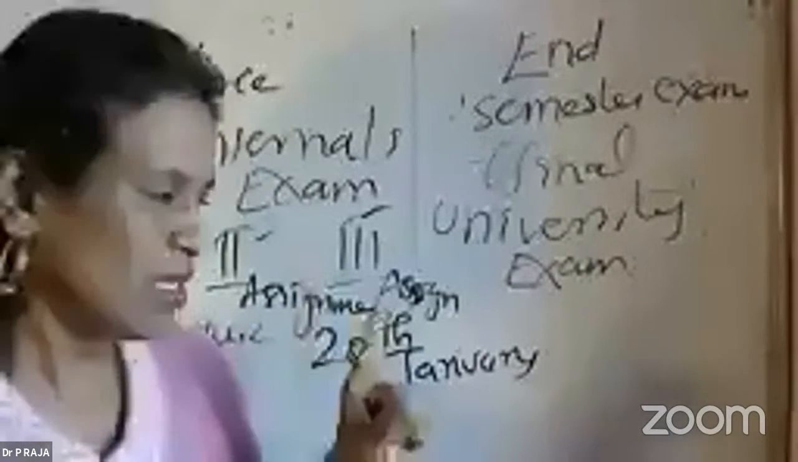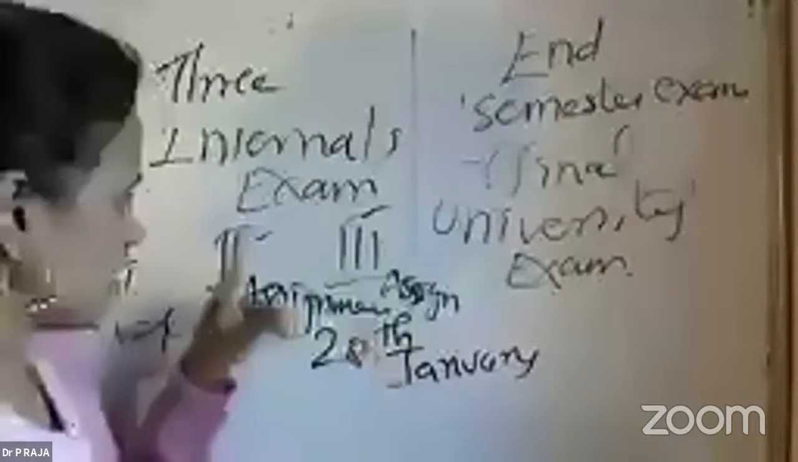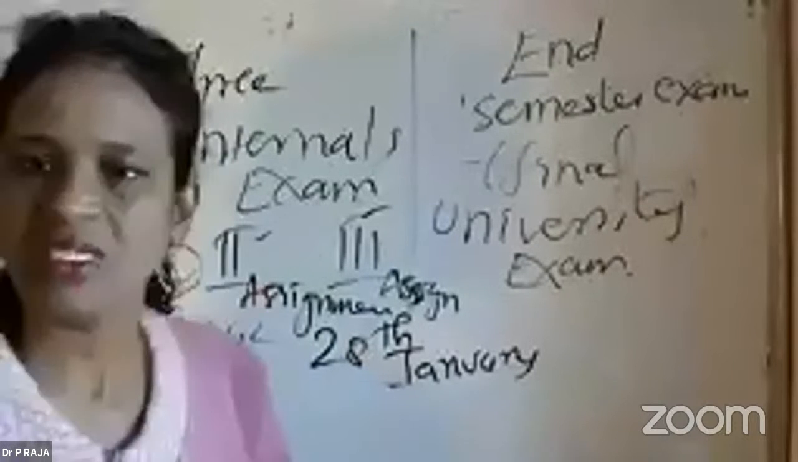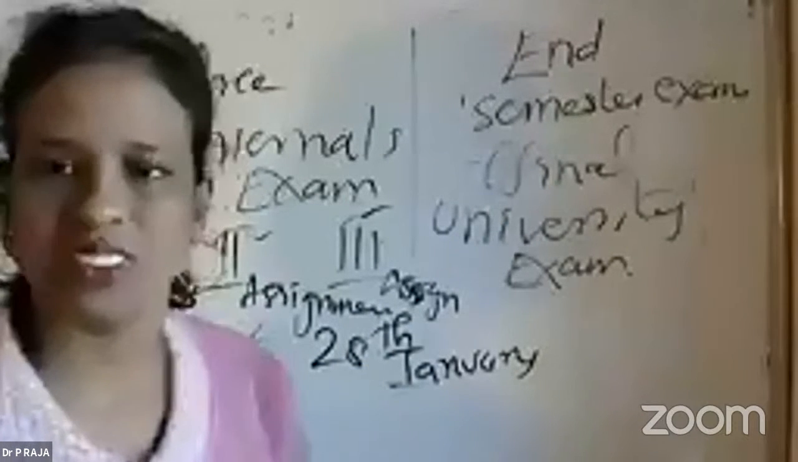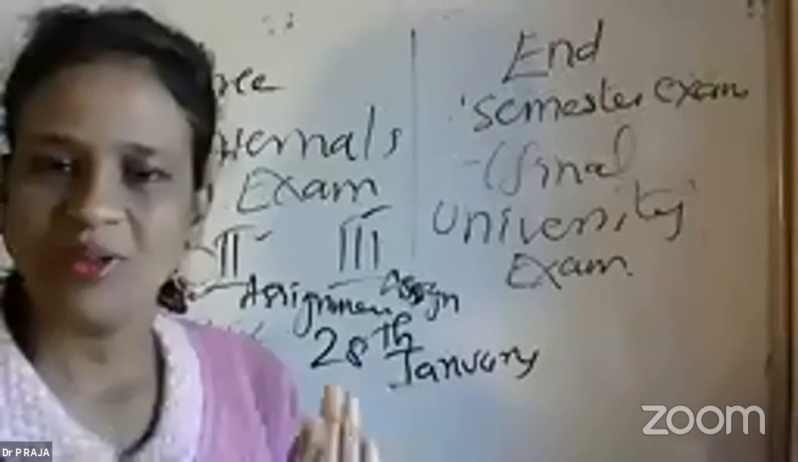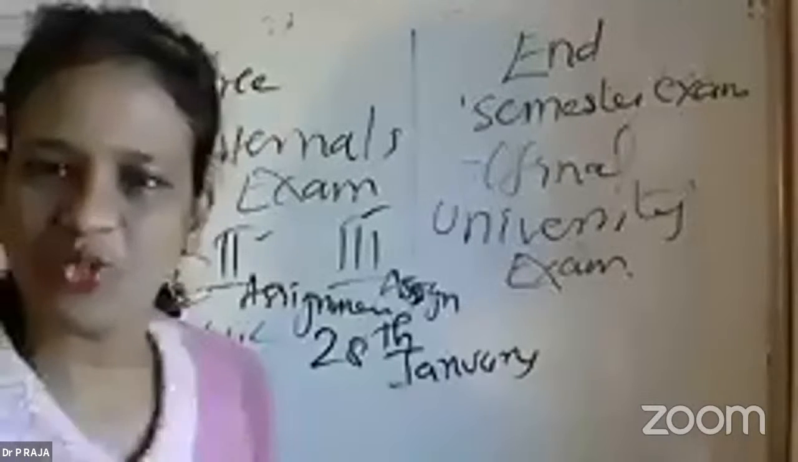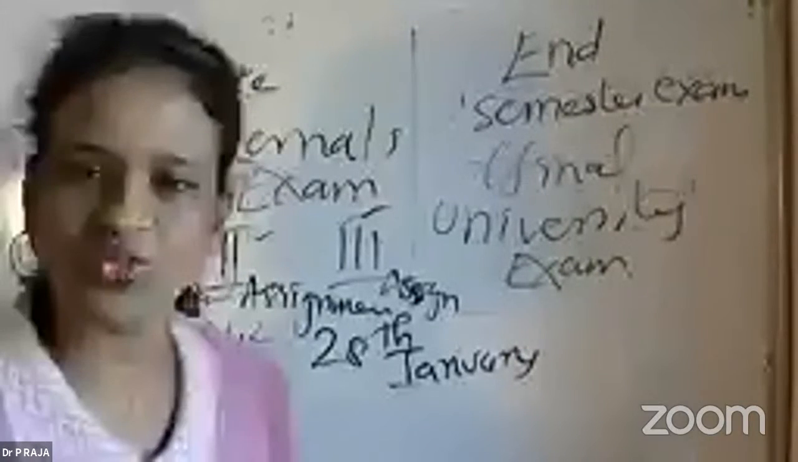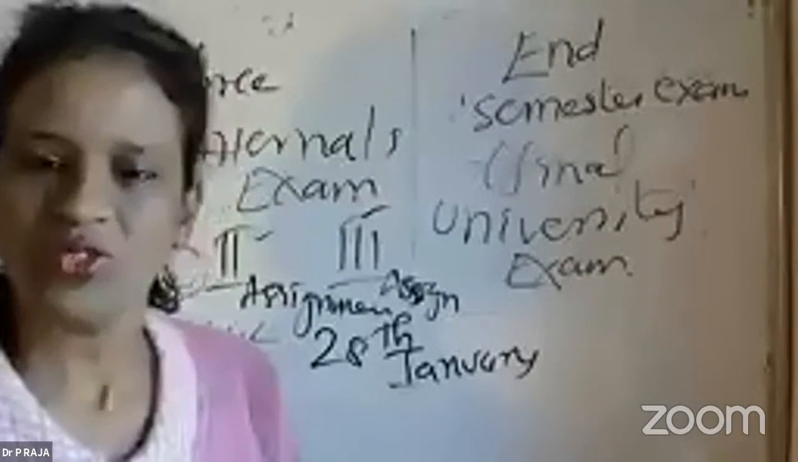If they submit only 1 assignment and not these 2, they will not be allowed to appear for the examination. Our interest is not to fail you or to prevent you from going to the university. Our interest is that we want you to go through with your university examination.